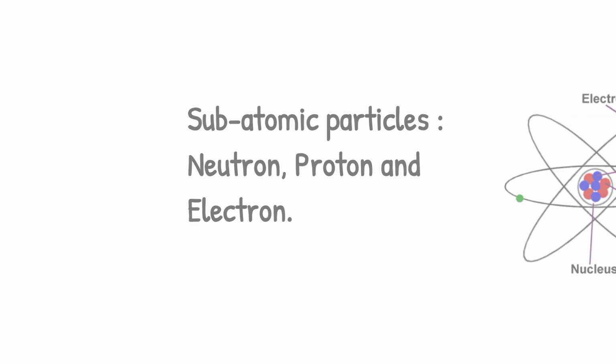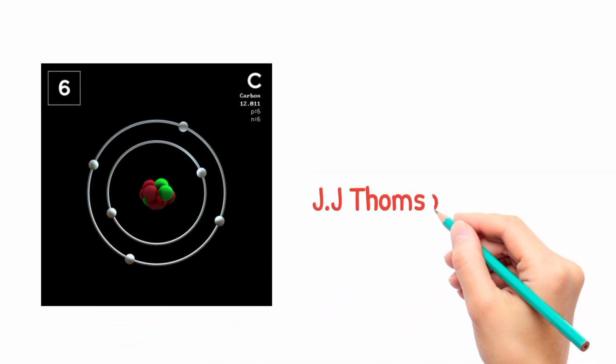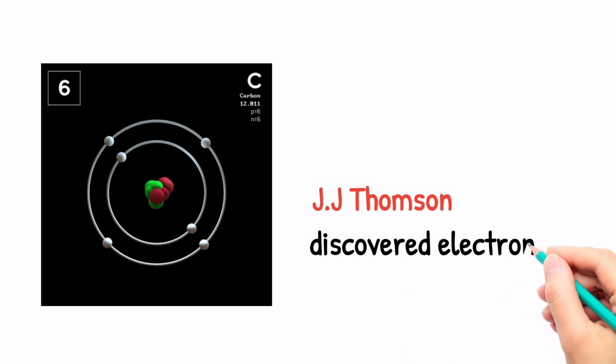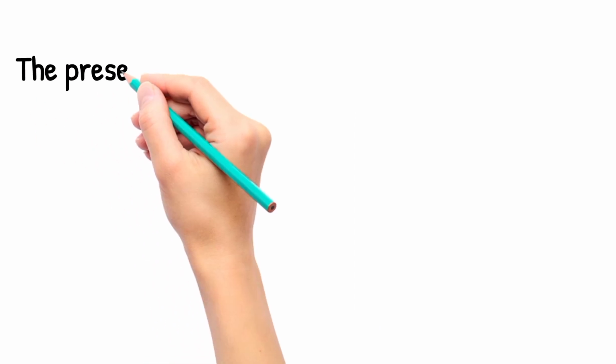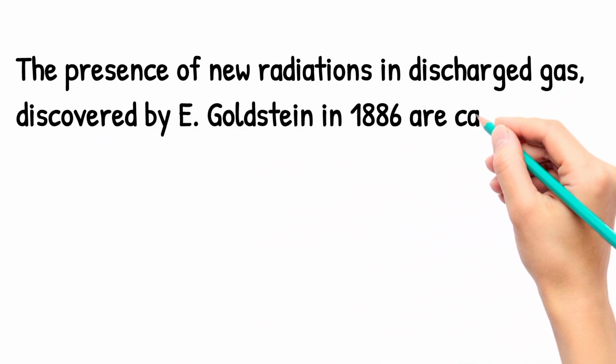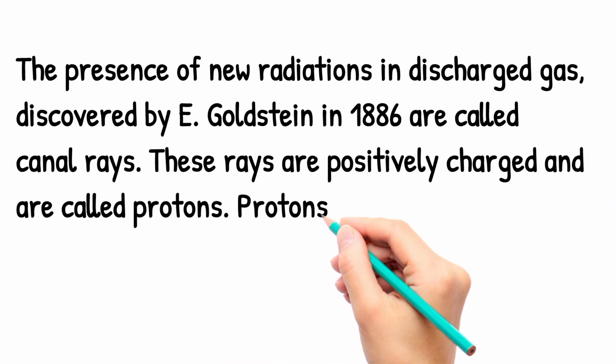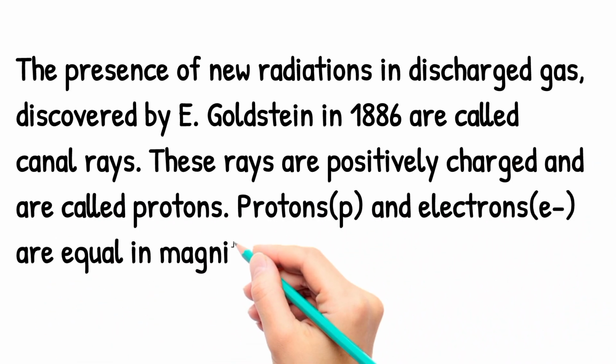Now let's talk about the subatomic particles. Electrons: J.J. Thomson first discovered the electron. The presence of new radiations in the discharge gas, discovered by E. Goldstein in 1886, are called Canal rays. These rays are called protons and they are positively charged.